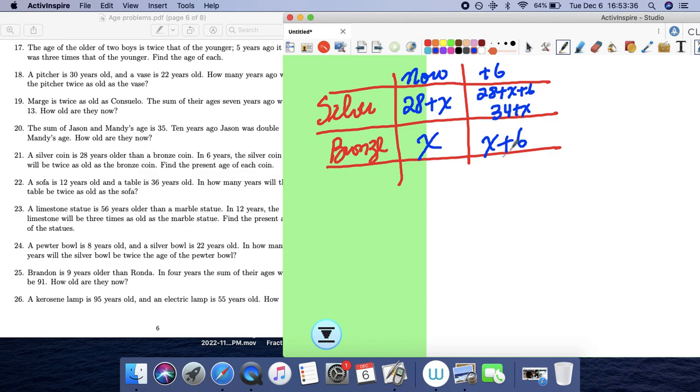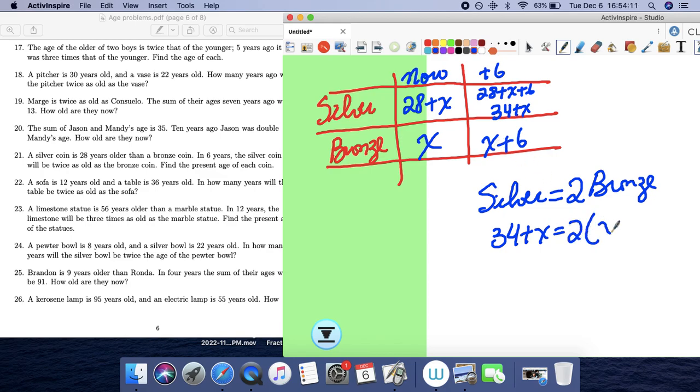All right, so now that we have that information, we can set up our equation. In 6 years, the silver coin will be equal to twice the bronze coin. Okay, so that's my equation. Now we just have to substitute. The silver coin in 6 years is 34 plus X. The bronze coin is X plus 6, so 2 times X plus 6. And again, look how repetitive this is. 34 plus X equals 2X plus 12.